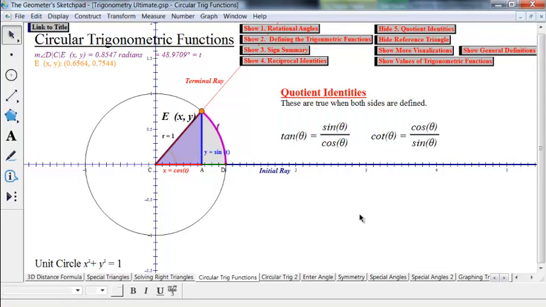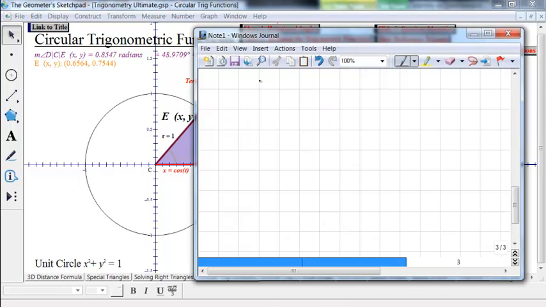We also have a couple of what we call quotient identities. So tangent of theta is sine theta over cosine theta. Let's do a proof of that. Okay. Tan theta equals sine theta over cosine theta. Here's a proof.